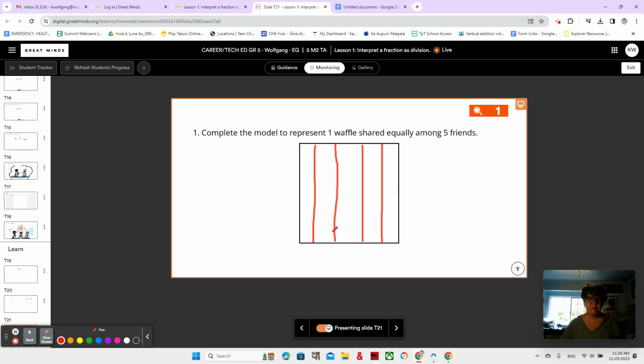Could we do some coloring? Could you get out your colored pencils or your markers? If you need to pause me to get some of those, you can do that. I'm just going to use different colors. I'm going to say this is friend number 1, and this is friend number 2, and this is friend number 3. You can color the whole thing in if you want to. Remember though, this is not coloring class, this is math class, so please do it quickly and get it finished. So there I have 5 friends sharing one waffle.